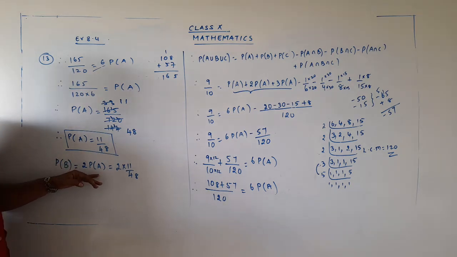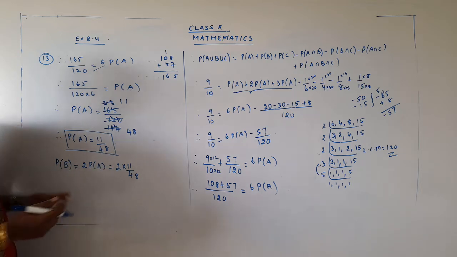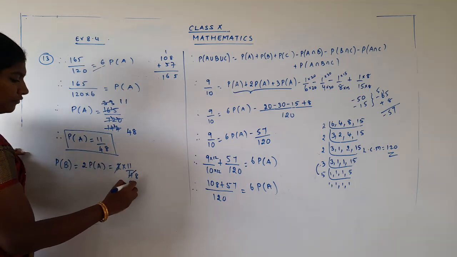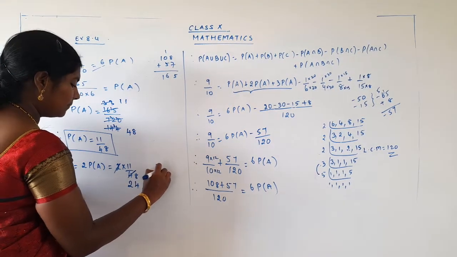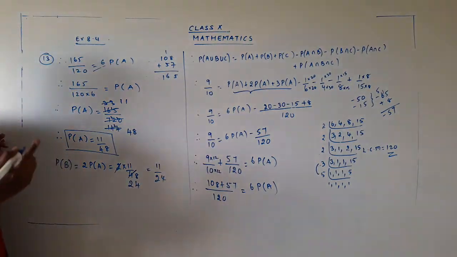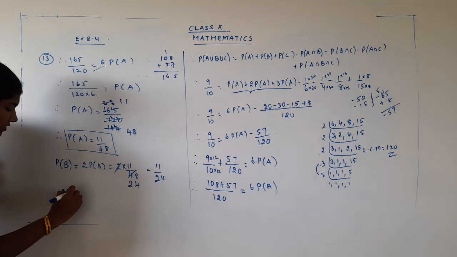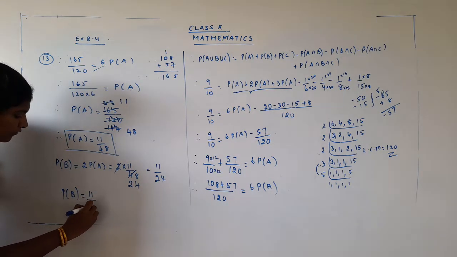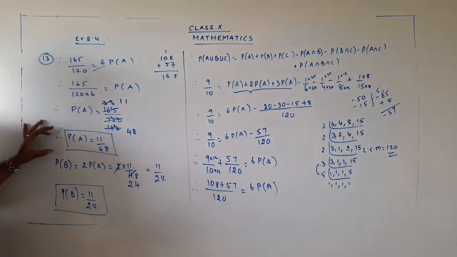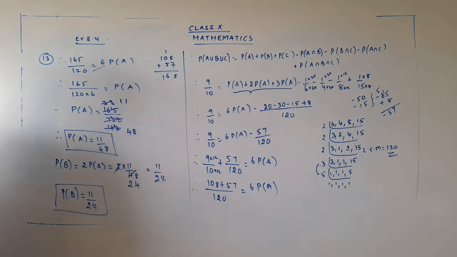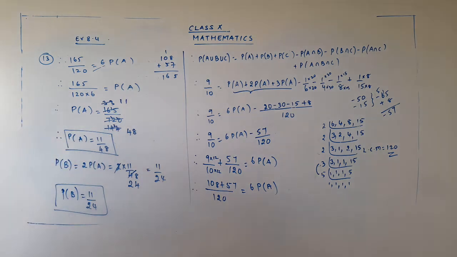So 2 into P of A, so 2 into 11 upon 48. Try to simplify. 2 2s are 4, 2 4s are 8. So what is the answer here? It's 11 upon 24. So I have found the answer for probability of B also, which is equal to 11 upon 24. You can highlight this answer. So we have found probability of A, which is 11 upon 48, and also probability of B, which is 11 upon 24.